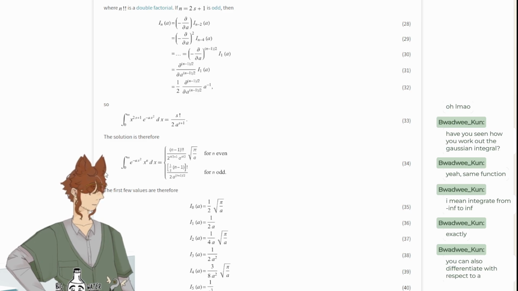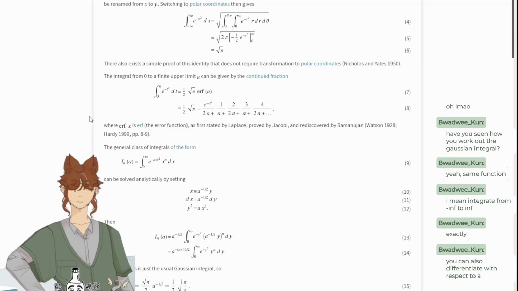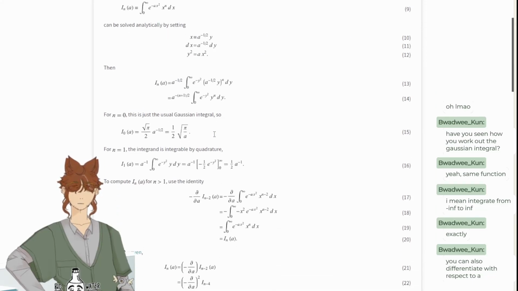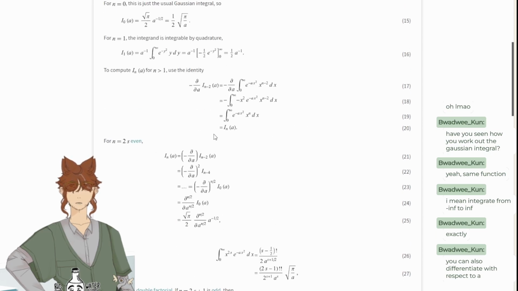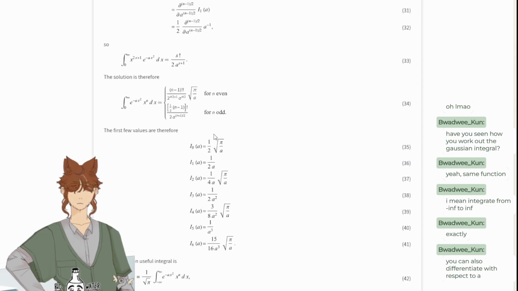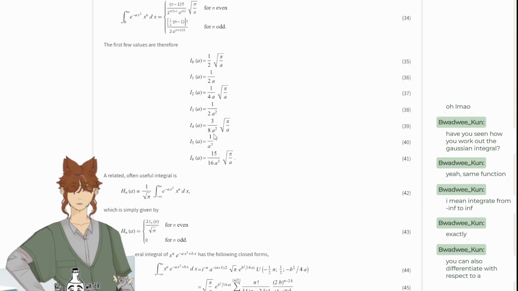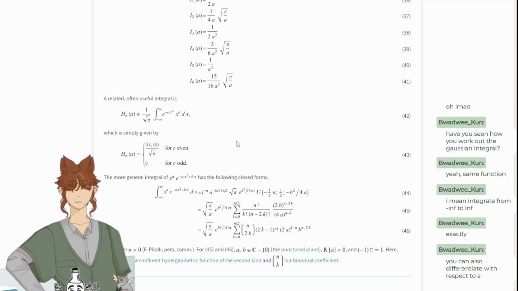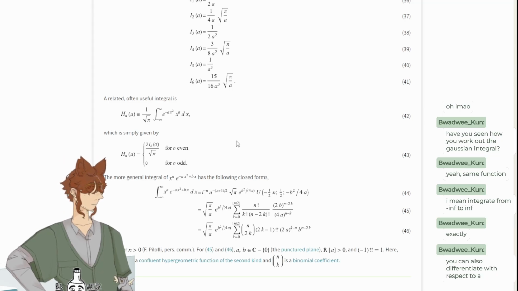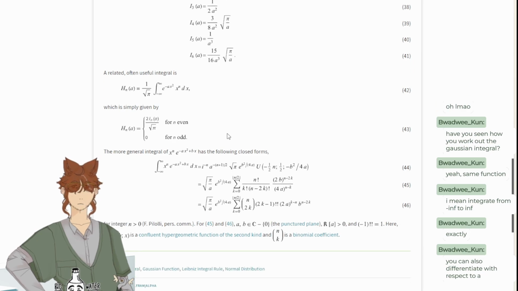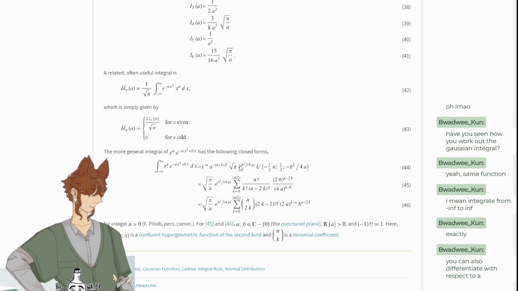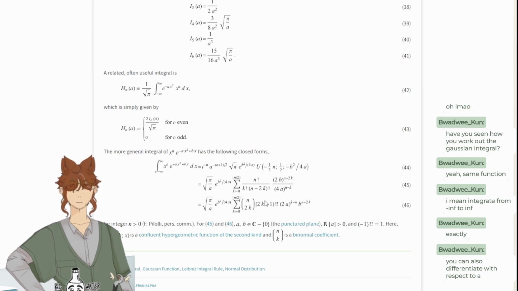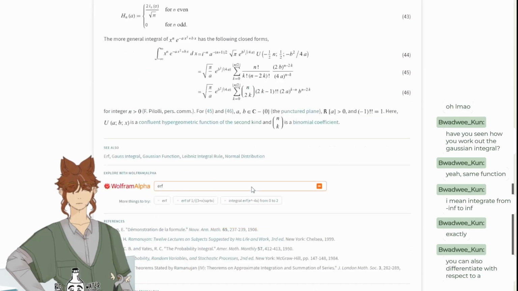You can also differentiate with respect to a. Is that this one? I think this is this one, maybe. Oh, differentiate. No, they integrated for that. A related often useful integral is h sub n of a for 1 over square root of pi. Ooh, it's a little hairy. That's so cool though.